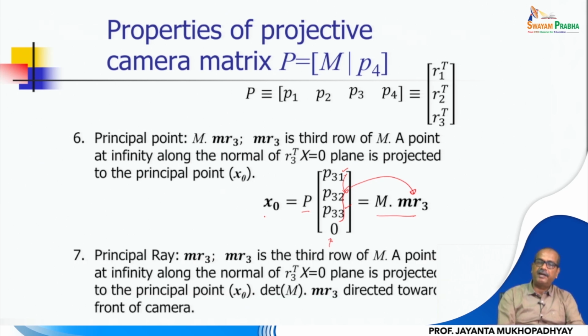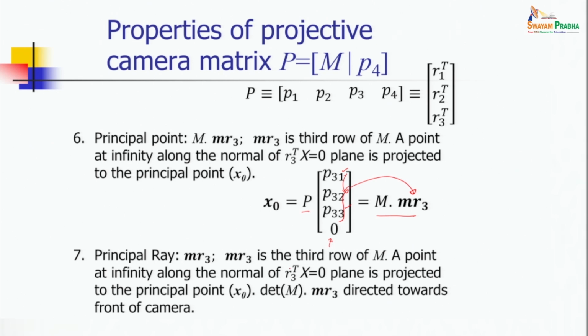Similarly, the principal ray I have already mentioned, that is the optical axis, these directions define that direction. But one of the questions is which one is in front of the camera? How do you get the direction which indicates in front of the camera? Both MR3 and the negation of MR3 denote the same ray. So the sign of the determinant of the submatrix M decides it, and if you take that direction, then that vector indicates the direction in front of the camera.